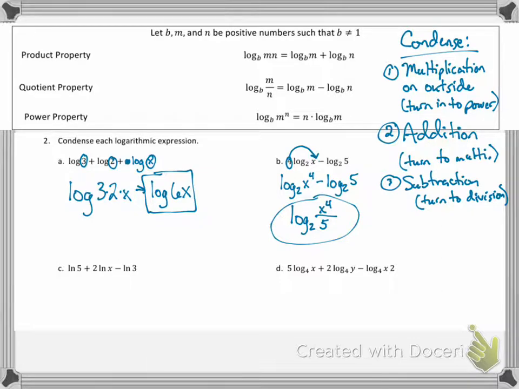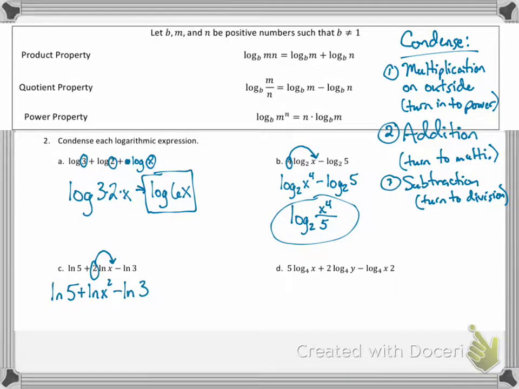So, let's look at C. Natural log of 5 plus 2 times natural log of x minus natural log of 3. Again, step 1. Do I have anything multiplied out front? Yes, I do. I've got myself a 2 out front. So I'm going to swing that back in as an exponent and rewrite this as natural log of 5 plus natural log of x squared minus natural log of 3.